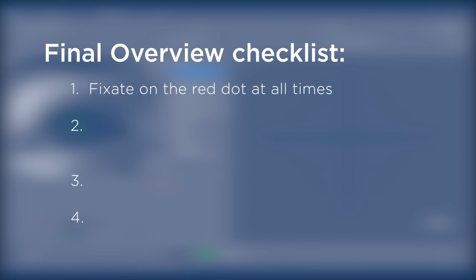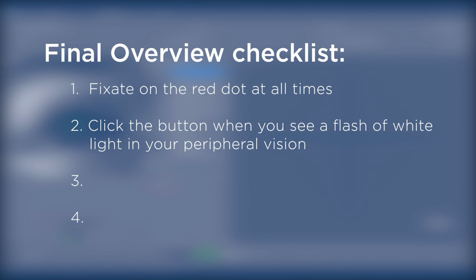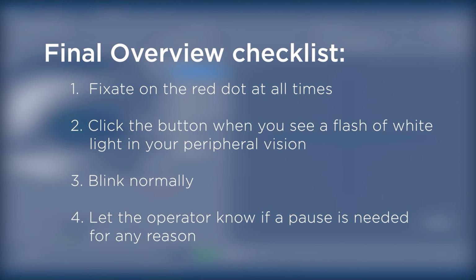To once again ensure that the patient is fully prepared for the test, provide a final overview of testing instructions. There are 4 primary instructions to convey. Fixate on the red dot at all times. Click the button when you see a flash of white light in your peripheral vision. The brightness will vary. Some flashes will be very bright while others may be very dim. Blink normally. Let the operator know if a pause is needed for any reason. If the patient expresses any uncertainty, a brief demonstration is recommended.